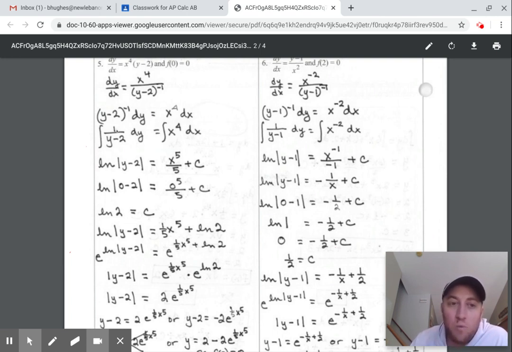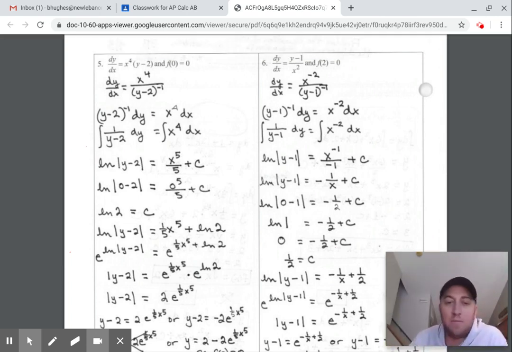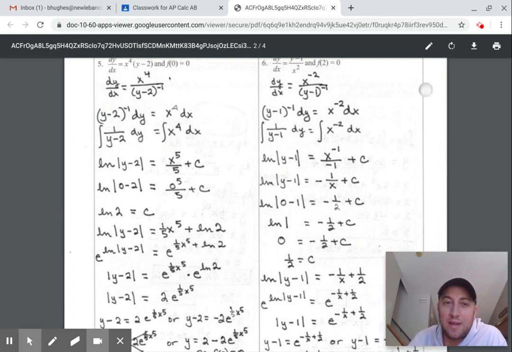Well, I know that 1 over (y minus 2) is going to end up being the natural log, because what is the derivative of y minus 2? 1, which is in the numerator. So I have the derivative over the original. That's the natural log. So I have the natural log of, once again, the absolute value of y minus 2, because it has to be positive, is equal to x to the 5th over 5 plus c. All right, so now I need to find out what my value of c is. So I'm plugging in 0 for x, 0 for y, and we end up with c equaling the natural log of 2.